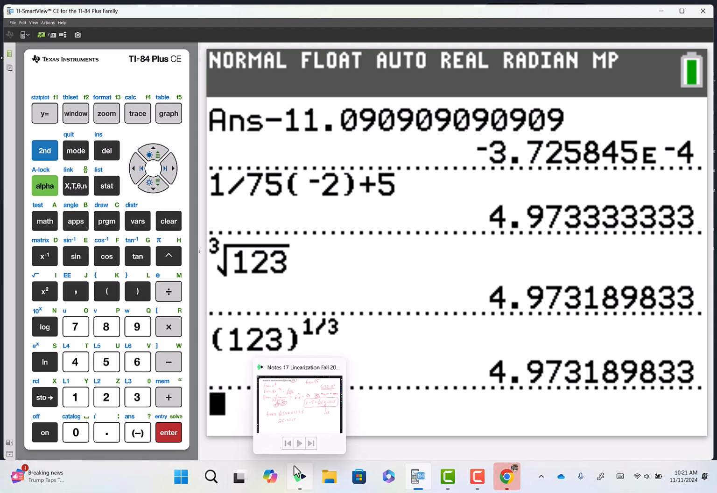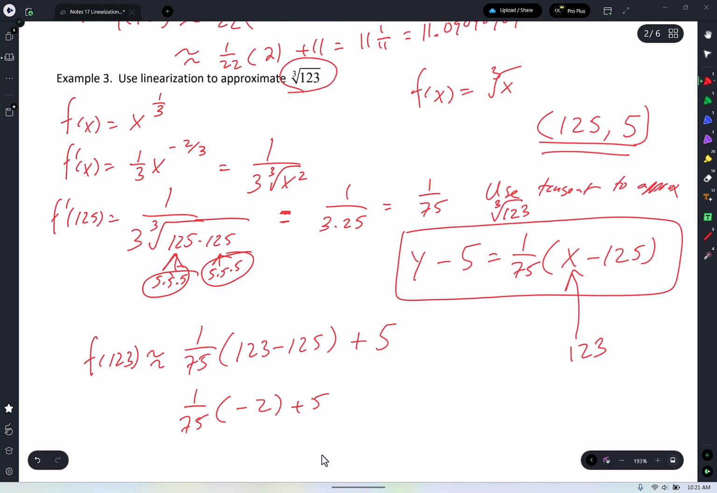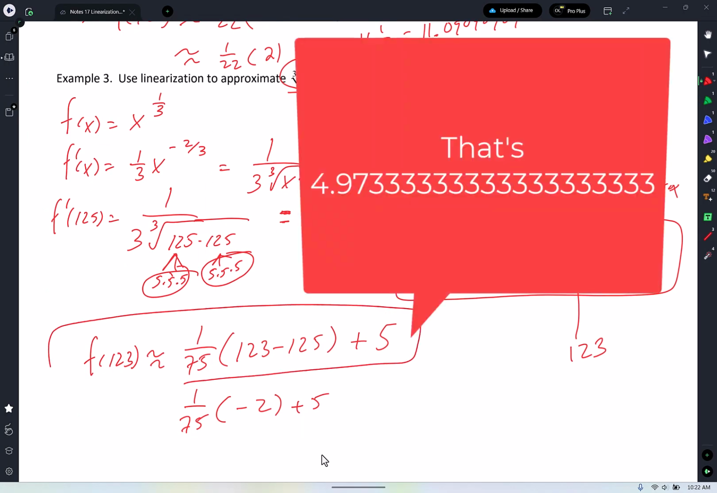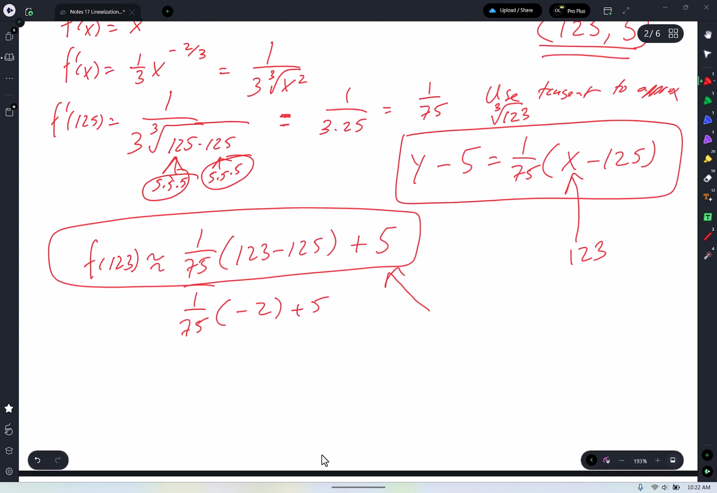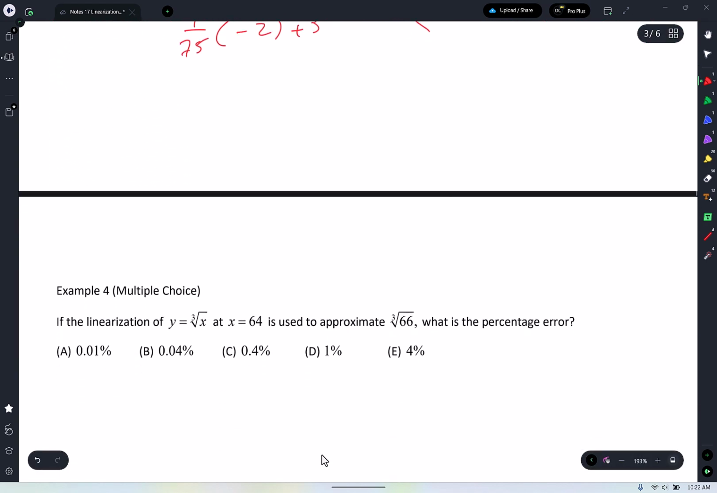So I box an answer. Oh, the answer for this one is right here. Okay. Because what was the question? Use linearization to approximate. They wanted you to approximate the cube root of 123. It's a lot of work. I just need confirmation that's the answer. Yeah. Okay. But I just wanted to show you how close it was. Okay. All right, guys. We're done.